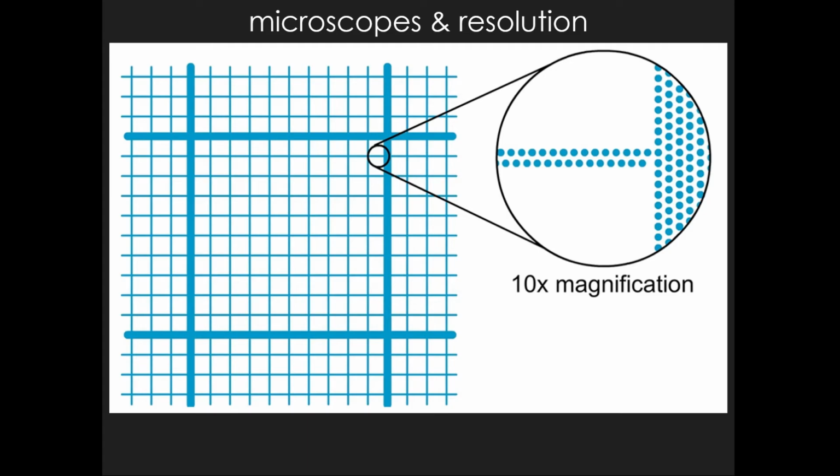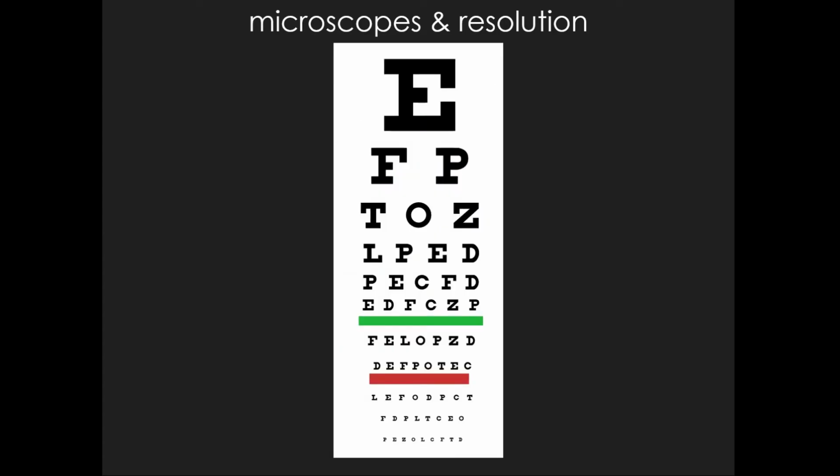But at 10x magnification, making that line 10 times its size, you can now resolve each of those dots as separate from one another. So the naked eye does have the ability to resolve all of those lines as separate from one another, but it doesn't have the ability to resolve the distinction between each of the dots that make up the lines.